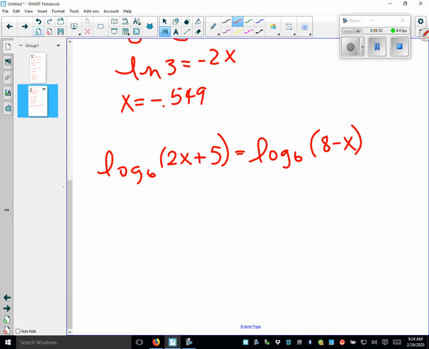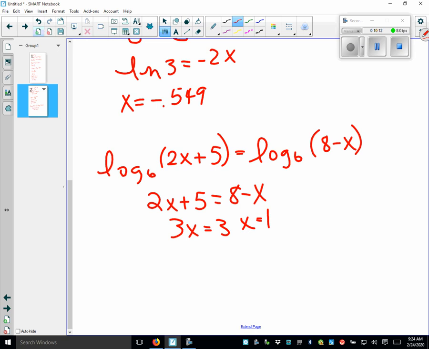Does it break out to like log base 6 of 2x plus log base 6 of 5? No. The log base 6's cancel out, because they're exactly the same and I have one on each side. So 2x plus 5 equals 8 minus x. Move the x's to the left and the 5 to the right. 3x equals 3, x equals 1.